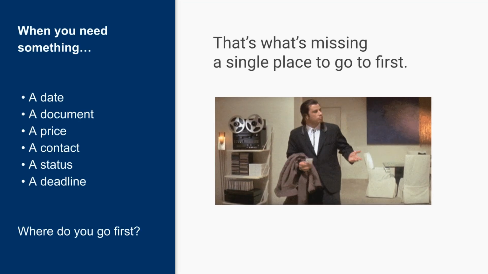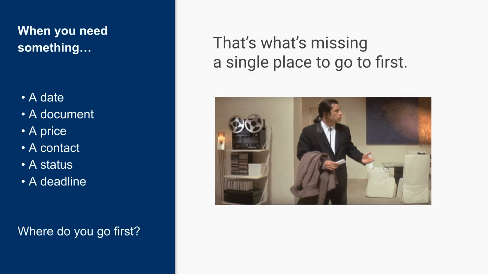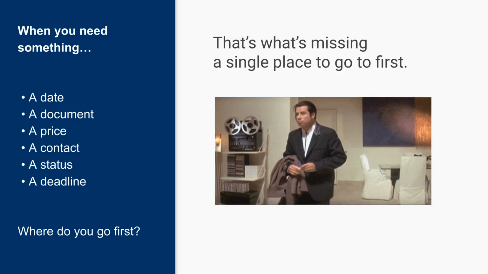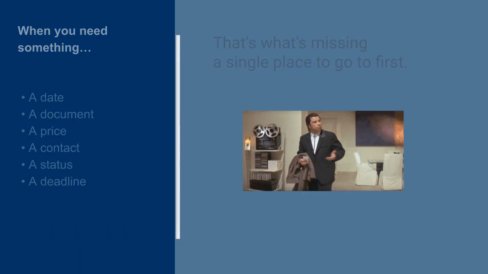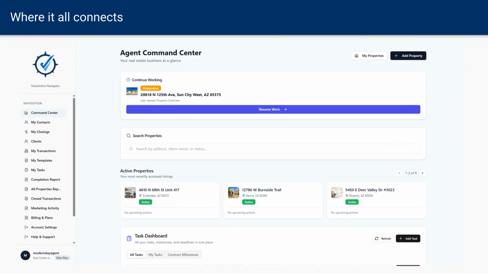Have you ever walked in a room and could not remember what you went in for? It's not that you forgot everything, you just lost context. That's what happens in a transaction when we have information scattered. So when we need something, a date, a document, a contact, where do we go first? You go to the Agent Command Center. Here, everything relevant to your active transaction has a place. This is where it all connects, and where the transaction has a home.